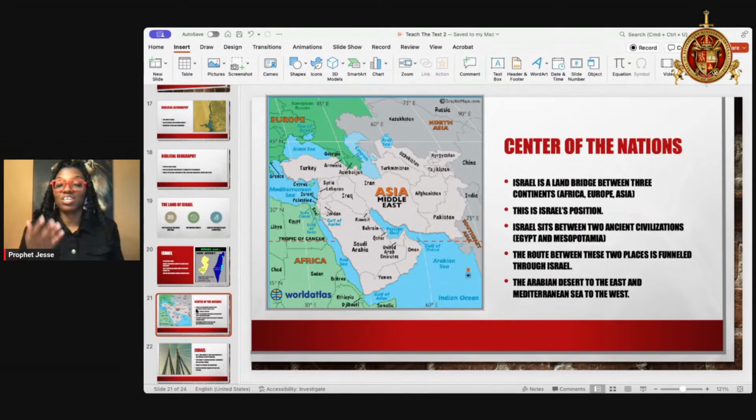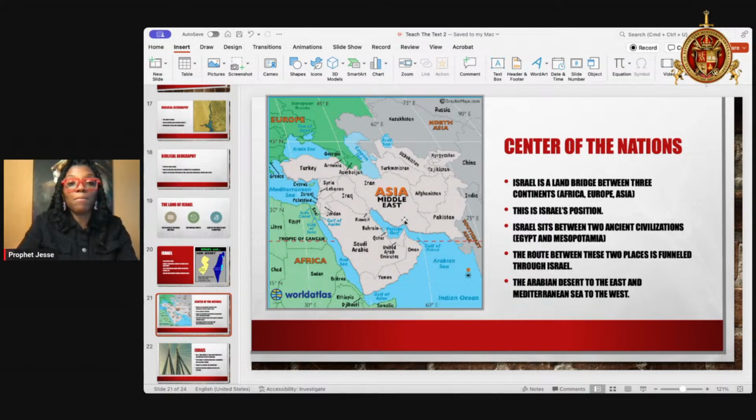Center of the nations, as Ezekiel 5:5 says, the Lord has set Israel in the midst of nations. Israel is a land bridge between three continents, okay? A land bridge meaning that you can go through Israel, and Israel connects three continents. That is so powerful, that this small nation connects continents, not cities, not countries, but whole land masses. So it connects Africa, Europe, and Asia. When you look on the map, you'll see Africa down towards the bottom, and then you will see Israel right here. So Israel is here, Africa is here, Asia is here.